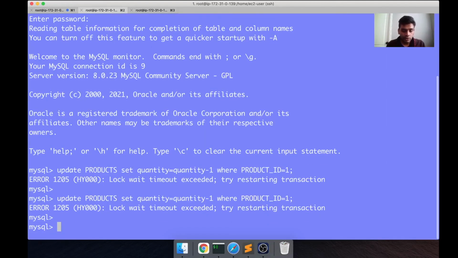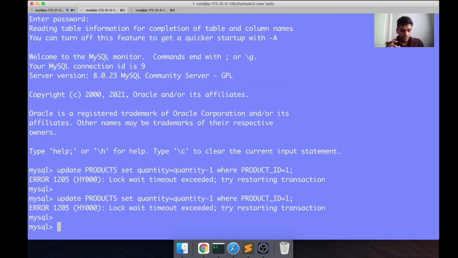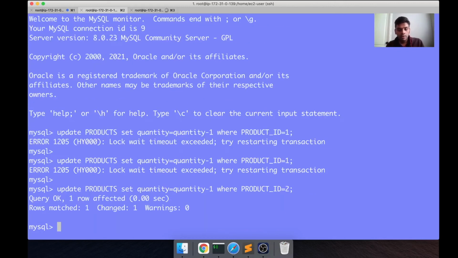So again, it timed out. At this point, buyer 2 wants to buy a different book. He thinks, I'm not able to buy this book, let me try buying a different book. That translates to product ID equals 2, which is not being locked by the seller, and that update goes through.